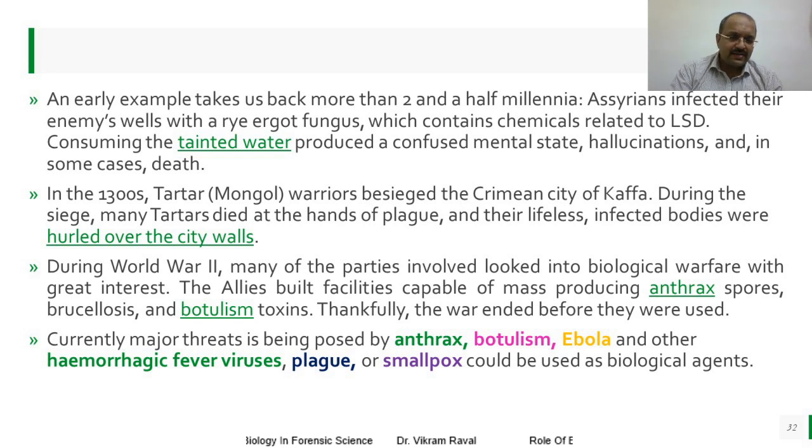Currently, the major threats posed to us by this include anthrax, botulism, Ebola and other hemorrhagic fever viruses, then plague and smallpox. These are the biological agents that can be used and people can be targeted.